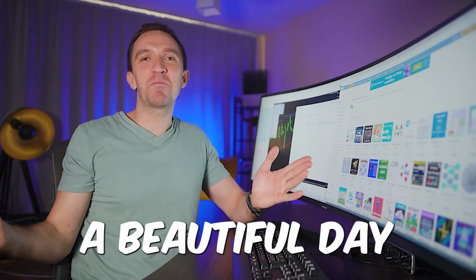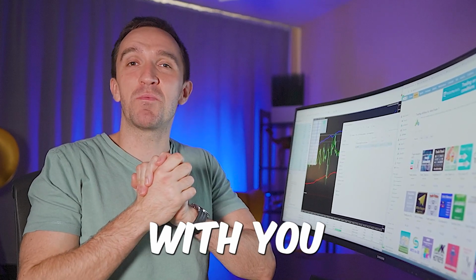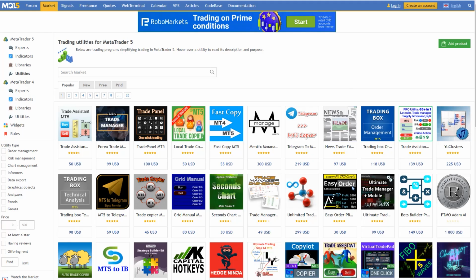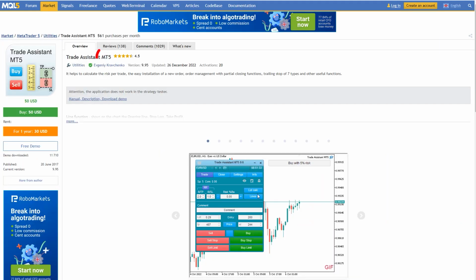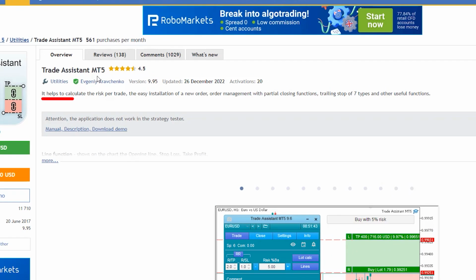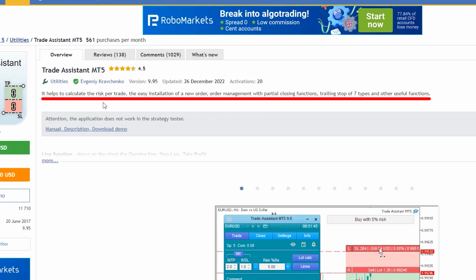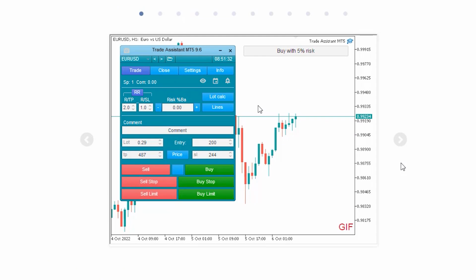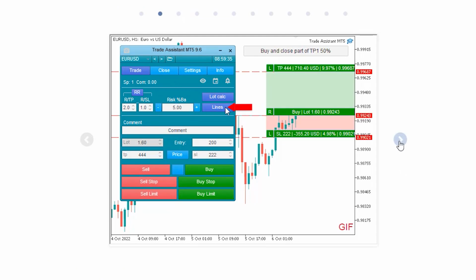I hope you guys have a beautiful day, and now I will share with you the 5 trading tools that I found to be very useful. And the first one is the Trade Assistant for MetaTrader 5. This tool will help you calculate the risk per trade, and it will help you put in your order easily. With a few videos below, you can see how it works. The developer has provided quick guides.